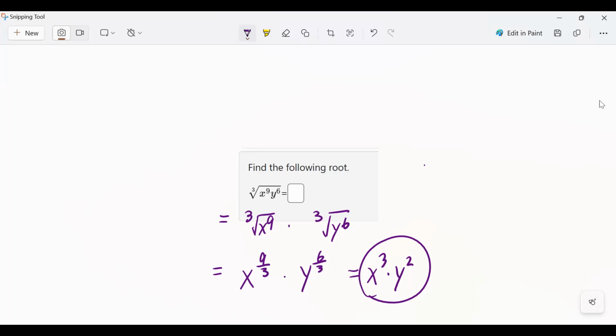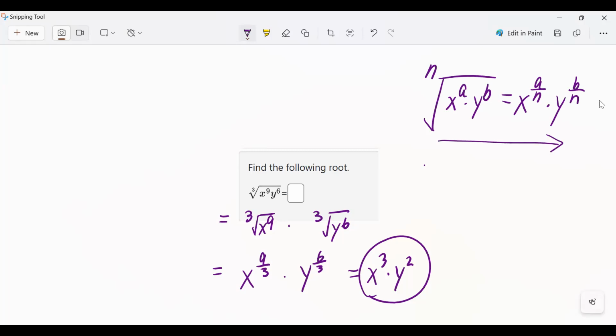Just another way of looking at this, right? So basically, all the roots, let's say the nth root of x to the a power and then y to the b power, right? You can always rewrite it as exponent: x to the a over n times y to the b over n. This is also a very commonly used technique to simplify, to turn the radicals into the exponent, and vice versa. You can also go backwards, turning the exponent into the radicals. So just another way of looking at this.